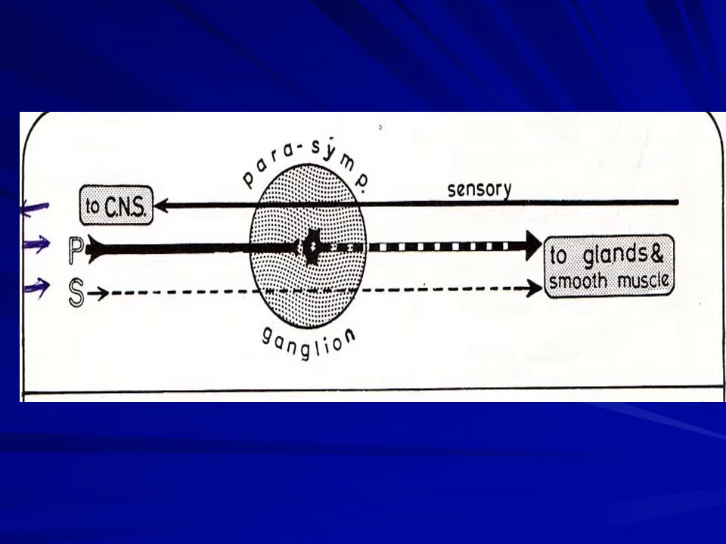Any parasympathetic ganglion. There are three types of fibers passing through any parasympathetic ganglion. These are sensory fibers passing to the central nervous system, and parasympathetic fibers which relay inside this ganglion and then give rise to postganglionic fibers supplying different muscles or glands. And also there are sympathetic fibers, which are postganglionic sympathetic fibers, and these fibers pass without relay.